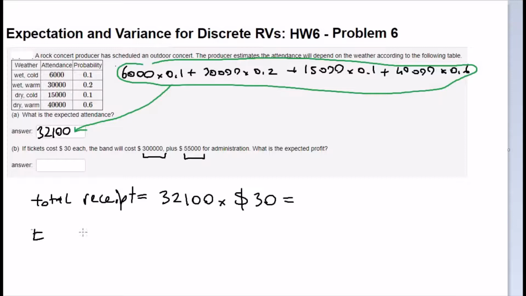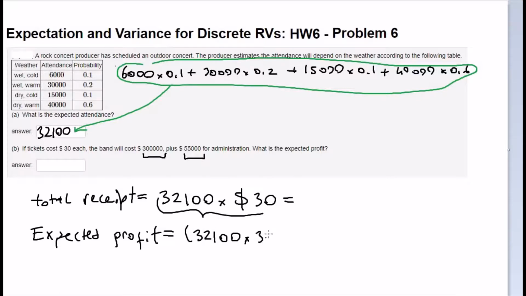And expected profit will be this value, which is 32,100 times 30, minus the total cost. Total cost is 30,000 plus 55,000. So that's going to be the answer.